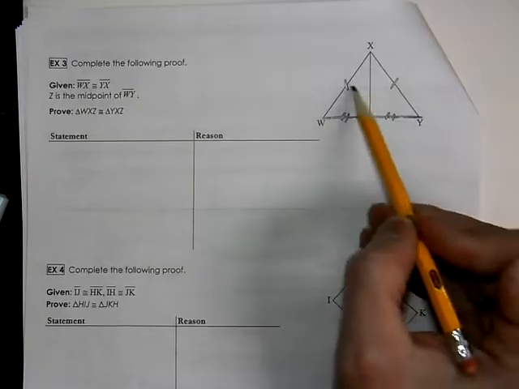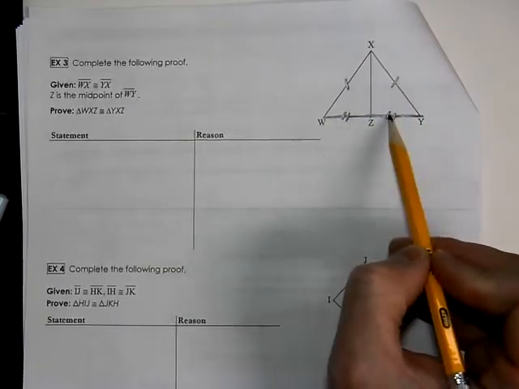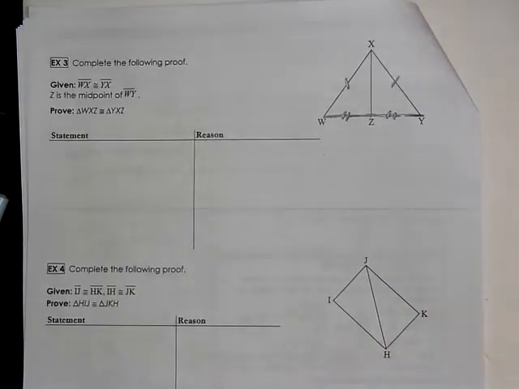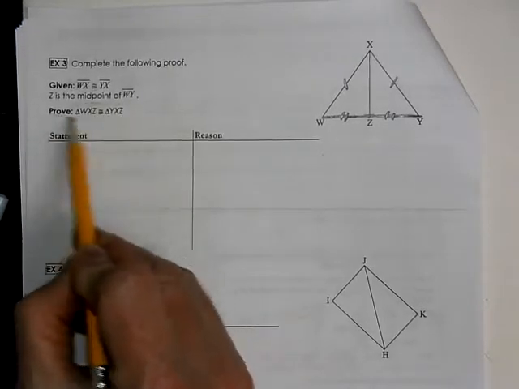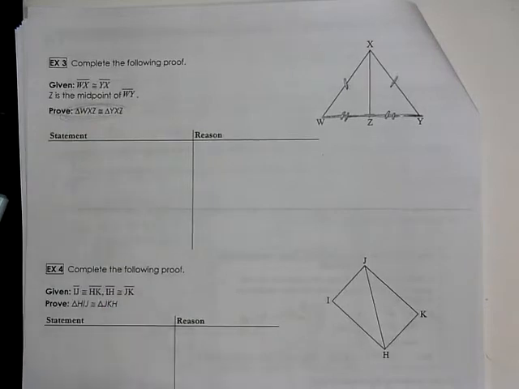So I know one set of sides are the same. I know another set of sides are the same. I'm looking for a third set of sides to be the same, because that's the way you prove triangles congruent. So in my plan, I need to come up with another step.